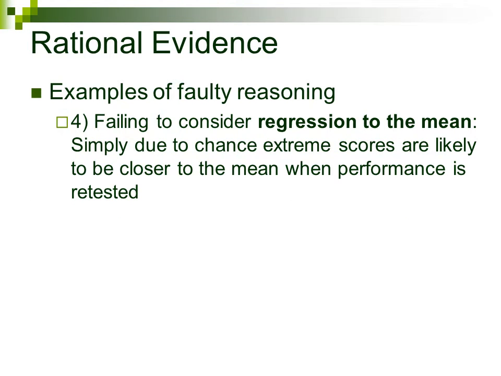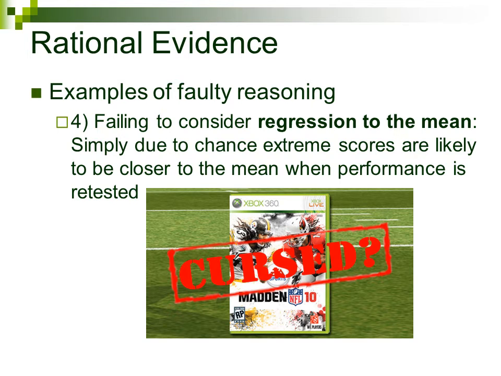Next example of faulty reasoning is failing to consider regression to the mean. And regression to the mean is the phenomenon that, simply due to chance, extreme scores are likely to be closer to the mean when performance is retested. A great example of this is the Sports Illustrated Jinx/Madden curse. For those of you who don't know what it is, the idea is that an athlete on the cover does worse the week or season after they're on the cover versus the one before appearing on the cover. Maybe they become injured, or maybe they just don't perform as well. And so, apparently being on the cover jinxes them.